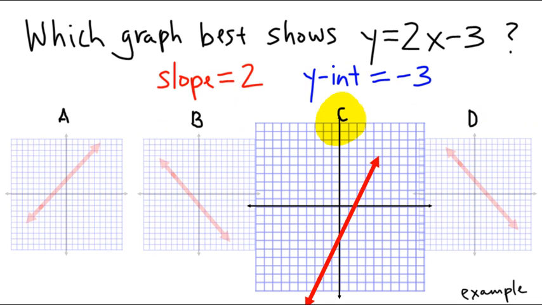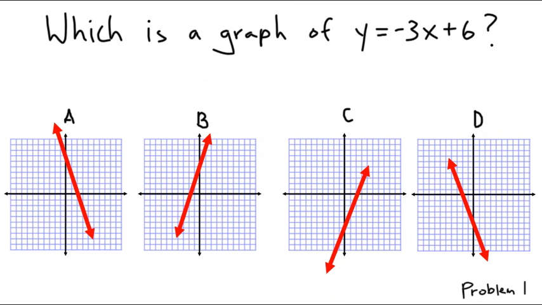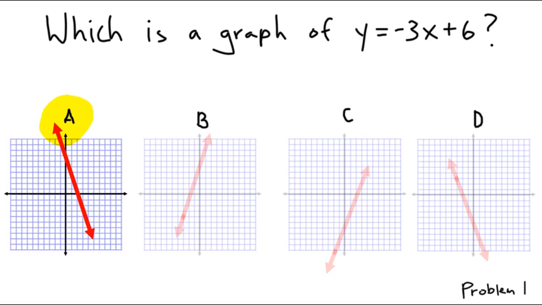Now it's just an example problem. So now here's problem 1. Which is a graph of y equals negative 3x plus 6? So use how we solved that last one to solve this one. And your answer is A. It has a negative slope and a positive y-intercept. It is the only one of those 4 that meets that.